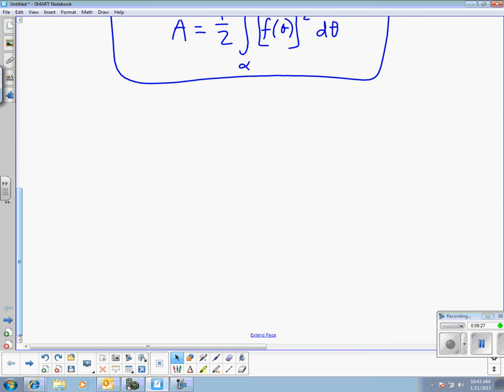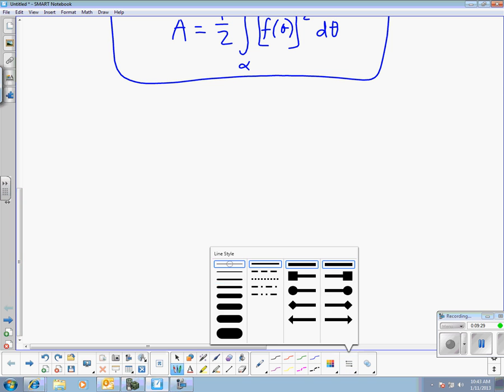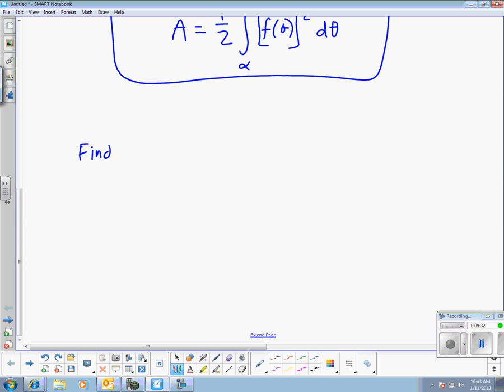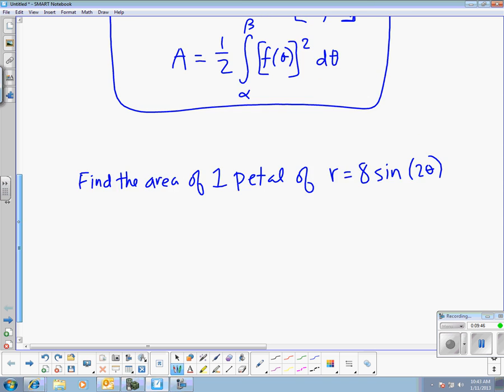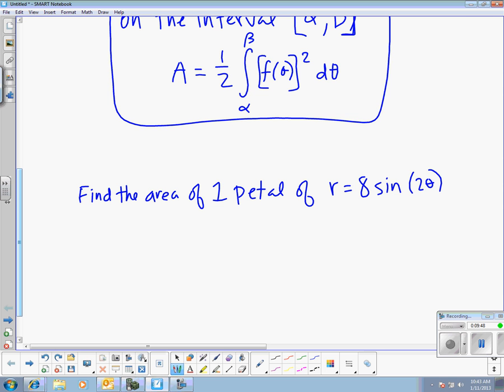So a typical question would be something like this. Find the area of one petal of r equals 8 sine of 2 theta. All right, so that's not so bad. And the calculator lets us figure out that one petal is going to be generated from 0 to pi over 4. So all I have to do is this.